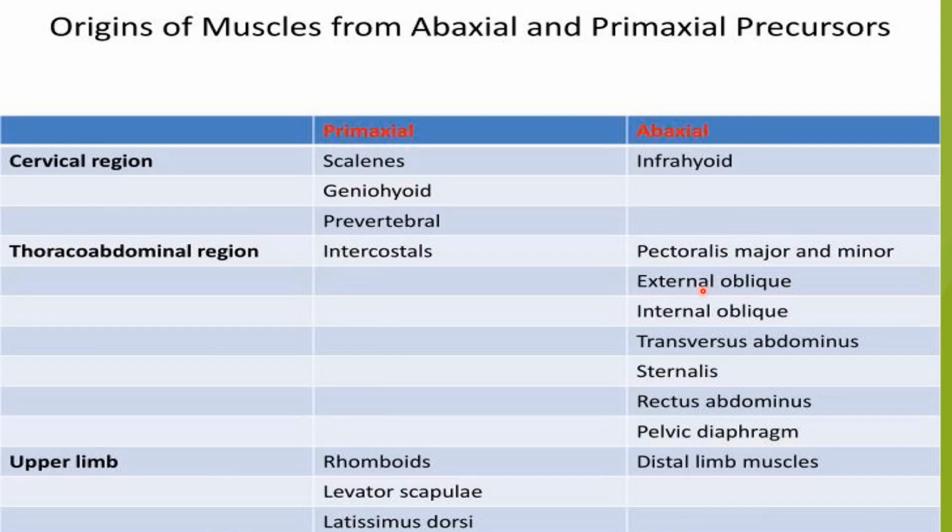Then in the case of the upper limb, the rhomboid, levator scapulae, and the latissimus dorsi, only these three muscles are derived from the primaxial. All other upper limb muscles are derived from the abaxial, and in the case of the lower limb, all the muscles of the lower limb are derived from the abaxial.